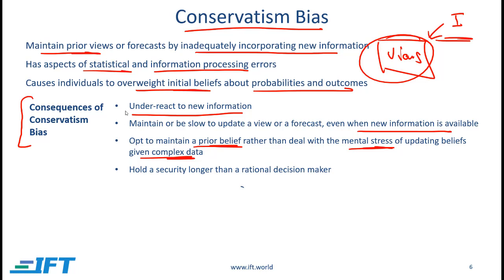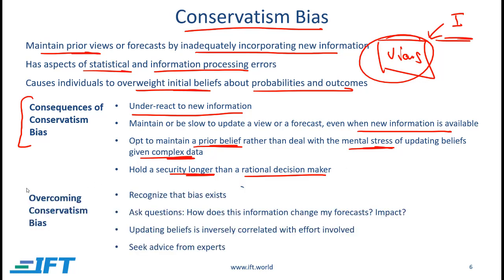Based on all this, those who have this bias are likely to hold a security longer than a rational decision maker. So if somebody believes that a given stock is good and has held on to the stock for a while, and new information comes in which clearly suggests that this particular stock is overpriced, then those who have a conservatism bias might just stick with that particular asset or stock, even though the information is suggesting otherwise. The next major question is, how do we overcome conservatism bias?